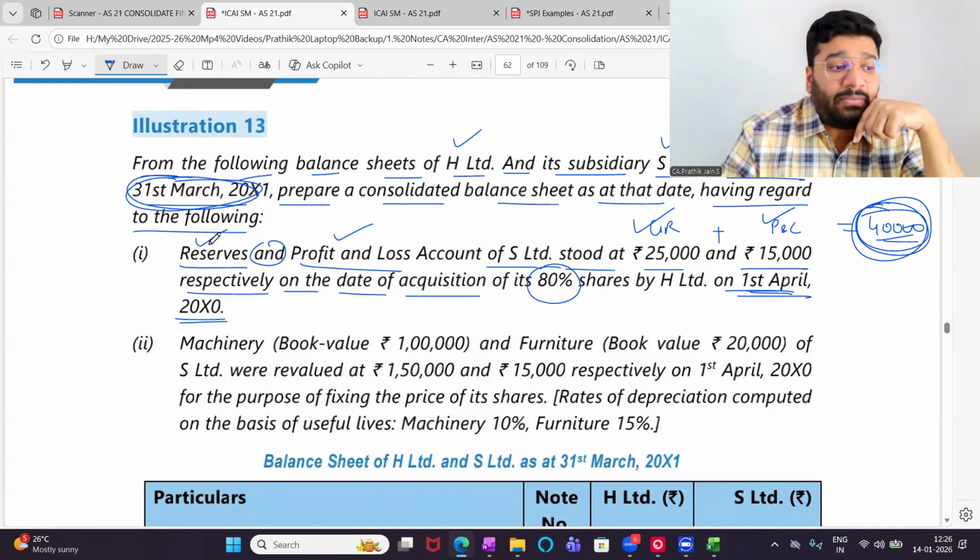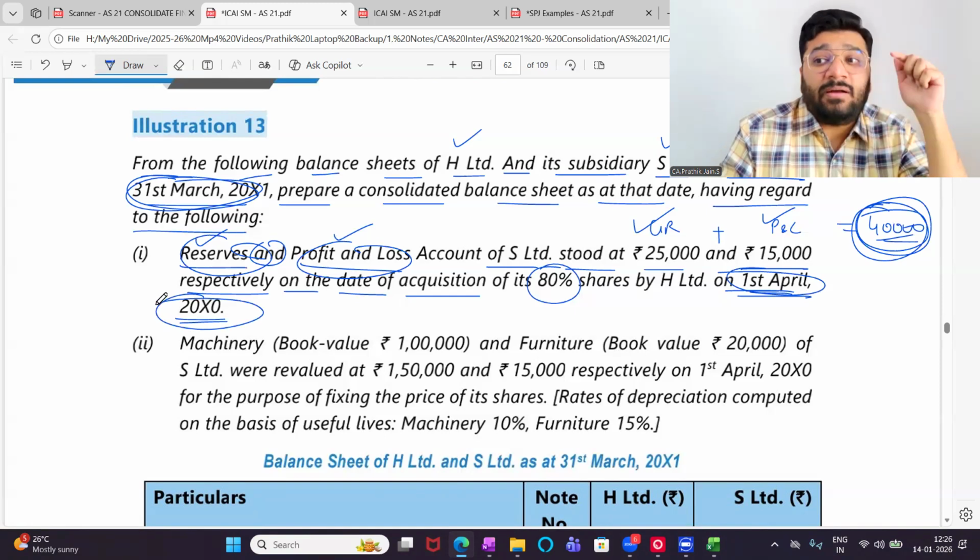On that day we have to prepare, but they have given the profit as on 1 April 2000. So this is the profit on the date of acquisition I'm talking about. So this is pre-acquisition profit.